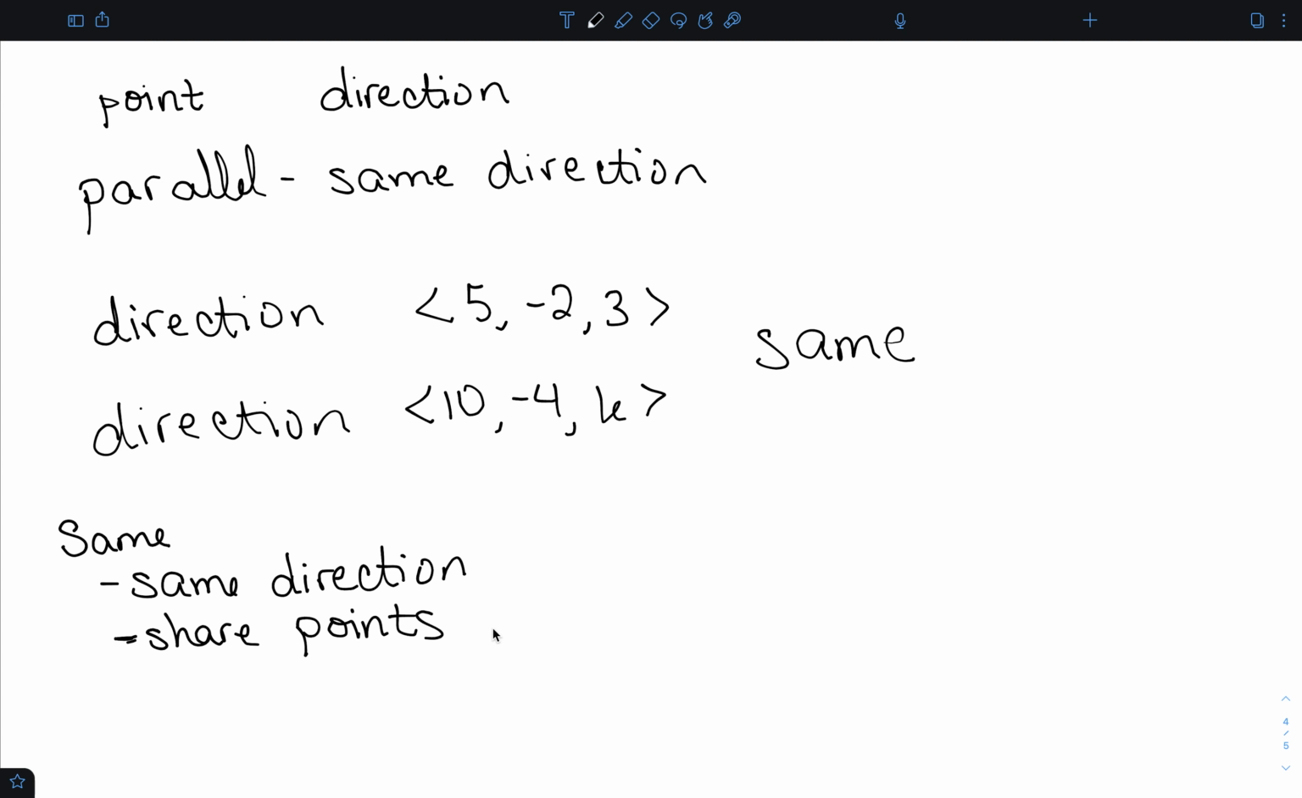But since they're traveling in the same direction, we only need to show they share one. If they share one, then they intersect. But if they're in the same direction, they must be parallel. So the only way for them to intersect and be parallel would be the same. So in order to do this, I'll find a point on one of the lines and show it also has to be on the second line. So let's look at an example of this.